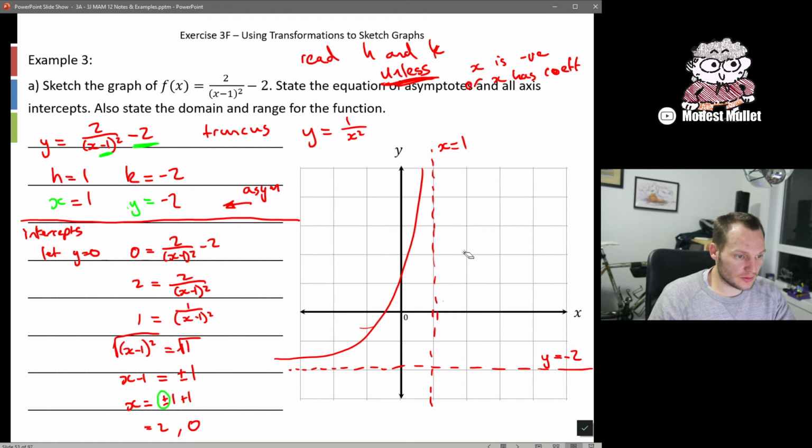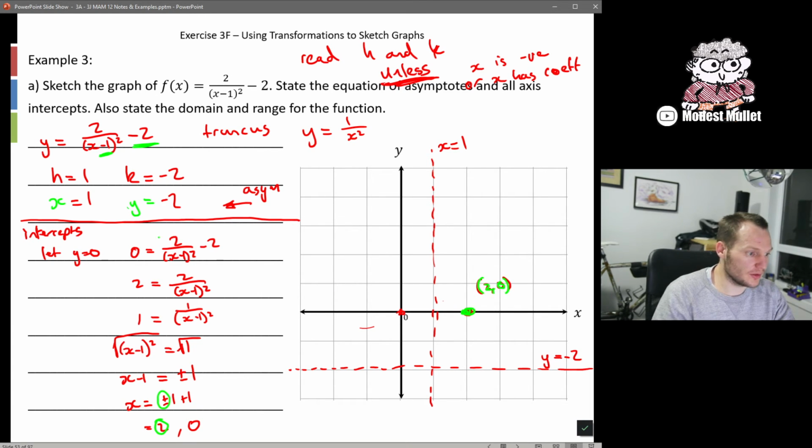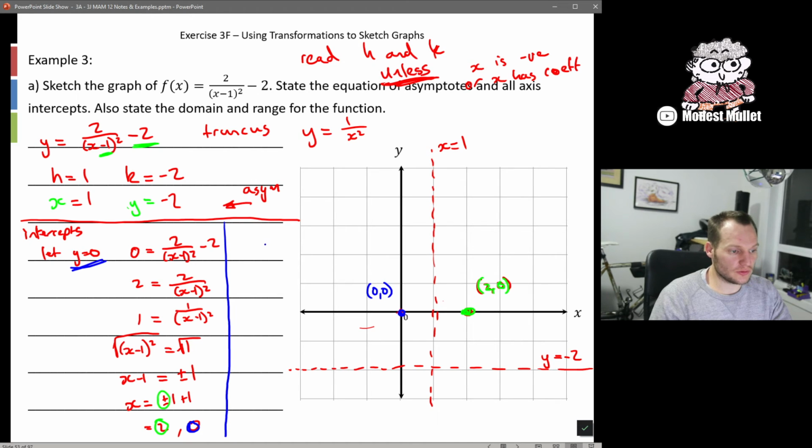So let's delete that line and delete that line. I can say straight away, there's one x-intercept at (2, 0), which I might put in green just to be clear, and my other x-intercept is (0, 0). Now my intercepts when y equals 0. We can also let x equal 0.